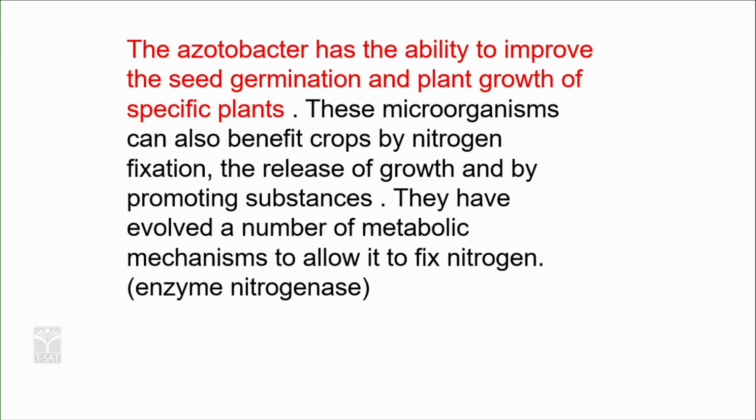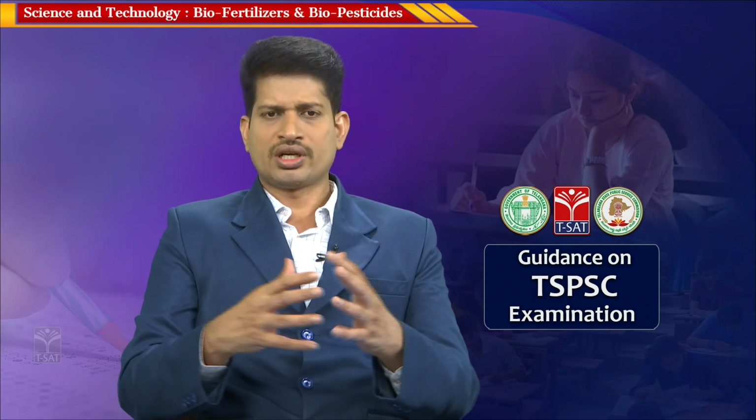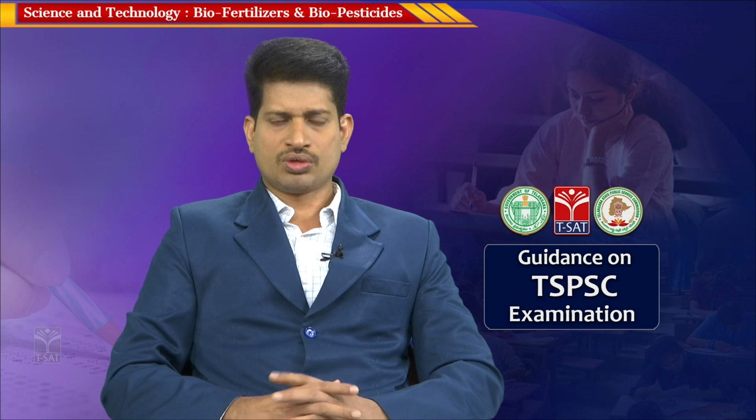These microorganisms can also benefit crops by nitrogen fixation. So, there is a double-edged advantage here. One, it is enhancing the rate of germination. Second, it is fixing the atmospheric nitrogen. These are the two advantages we have got. The release of growth-promoting substances: so, what is happening here is they are also releasing certain growth factors.